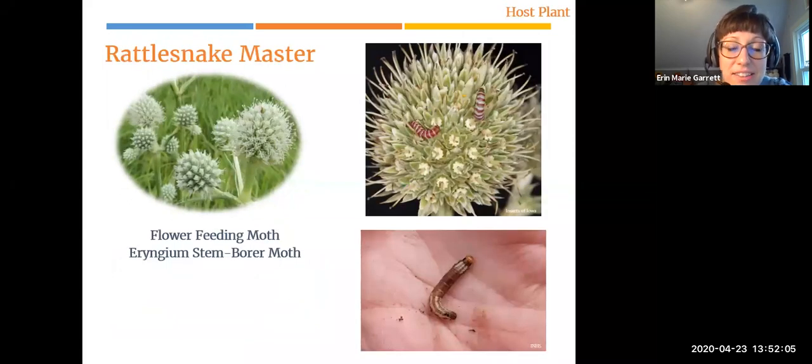Okay, Rattlesnake Master. I think this is a great choice and a great option if you want a plant that looks and grows like a yucca. This Rattlesnake Master has very similar looking leaves, and I just think his flowers are so unique. Very, very different looking plant. He's going to provide food for these two caterpillars here of these moths.